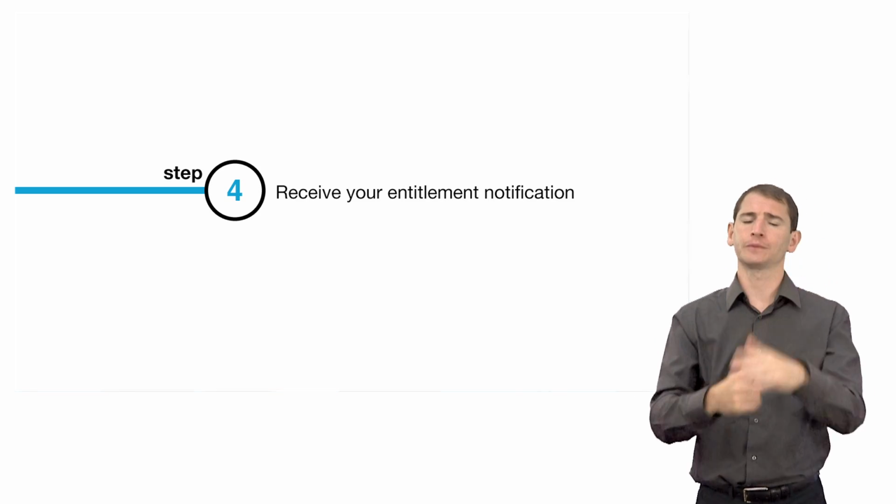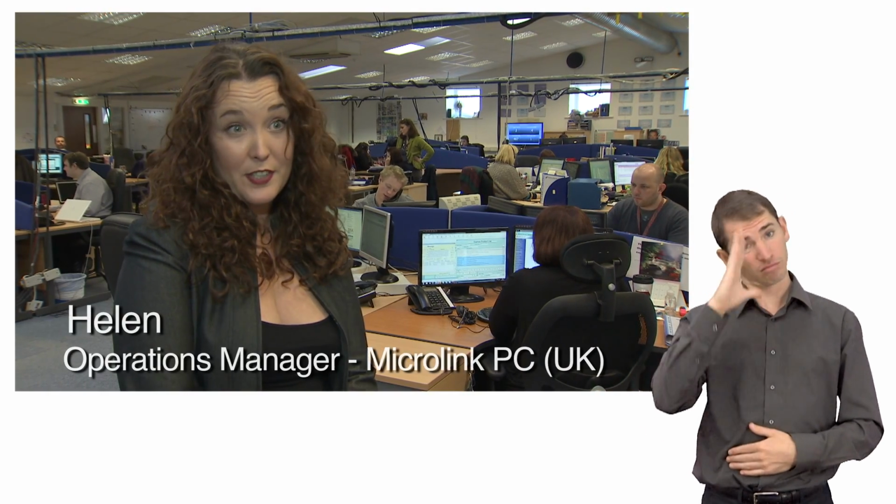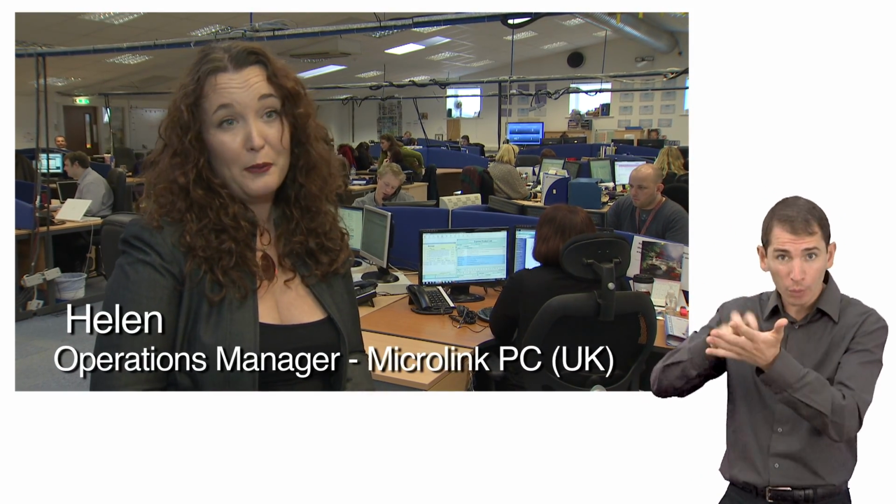Step 4, you would receive your entitlement notification telling you what support is going to be put in place. Step 5, we would tell you to order your equipment and arrange your support. After their assessment, the student receives confirmation of the funding. We try and keep the process as simple as possible for students.